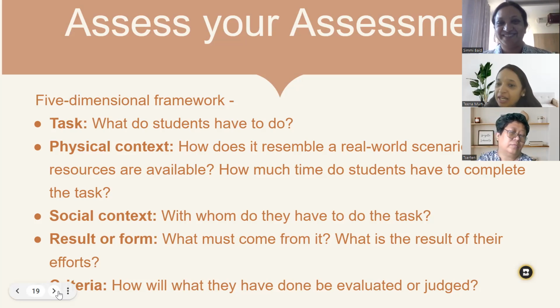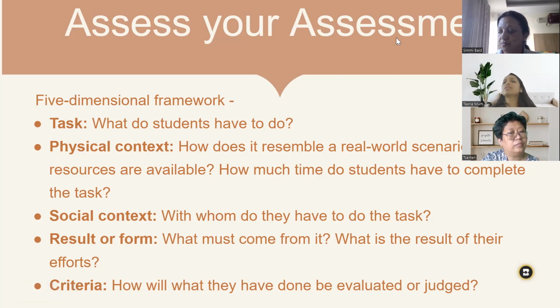Okay, so when we are planning for an authentic assessment, what should we keep in mind? The first thing is that the task, the five-dimensional framework, is there: what do our students have to do, very clearly. The examples we have seen before in that graphic, as you guys mentioned, were losing out on specificity. So that means how the task should be: the physical context, how it resembles a real-world scenario, and what resources are available. You need to keep these pointers in mind when you are framing an authentic assessment.